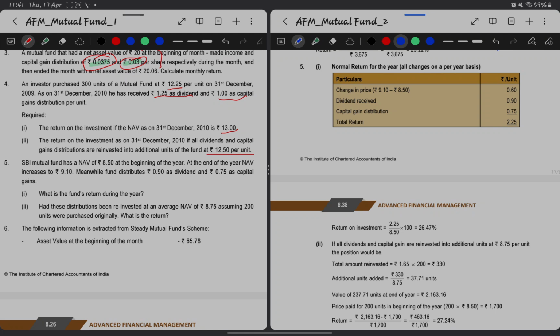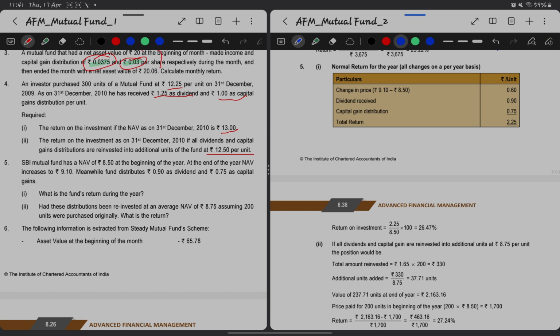SBI Mutual Fund has a NAV of 8.5 at the beginning of the year. At the end of the year, NAV increases to 9.1. So there is a capital appreciation. Meanwhile, the fund distributes 0.9 as dividend and 0.75 as capital gains.